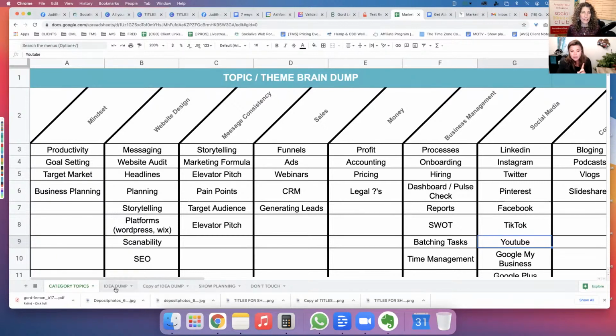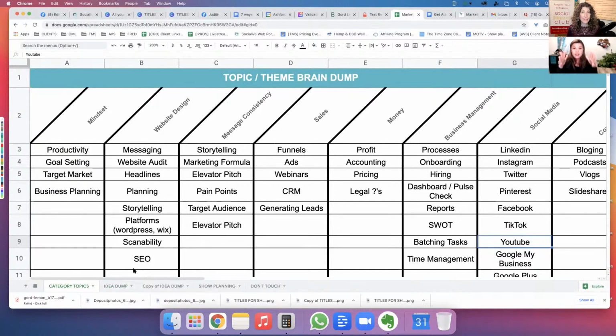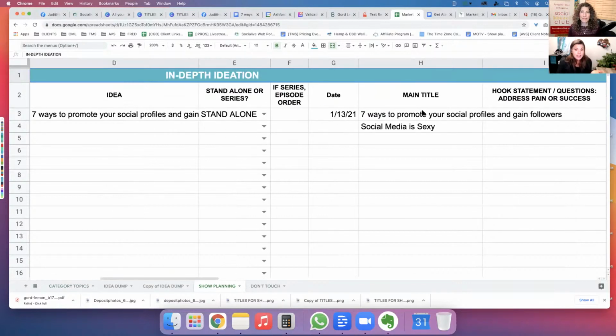Well, we have Idea Dump, which is more just before it goes into a category topic. So you maybe just literally write it on a paper, right? Yeah. You just think of something, like, okay, I'm just going to dump all of my ideas in on one sheet and then start figuring out where they go. And then for us, we plan shows on a weekly basis. This is hard to see because it got really, really large, but we're talking about a specific key area, which was those sideways columns: the topic, the idea, if it's a standalone or a series, and maybe the date and my title, maybe my hook statement if I wanted to.